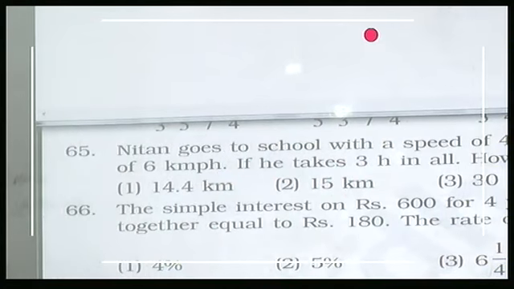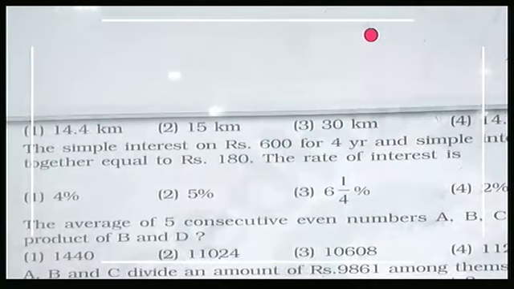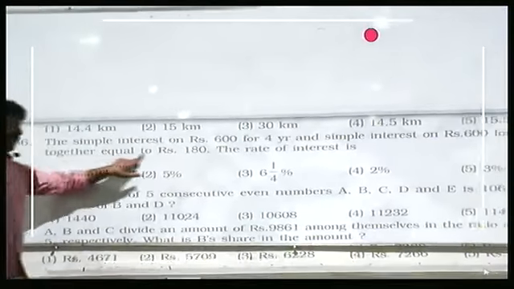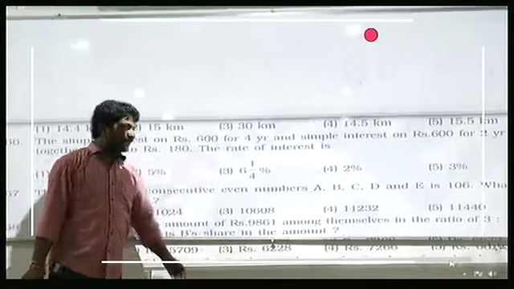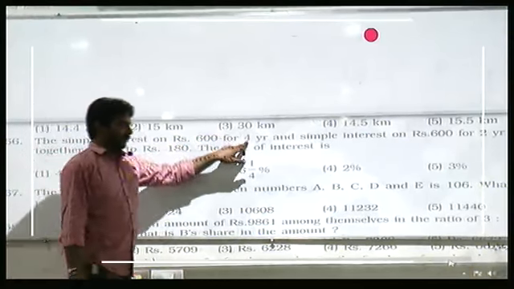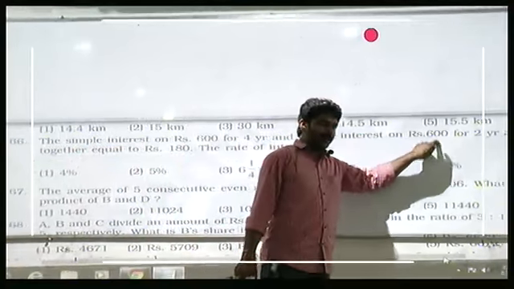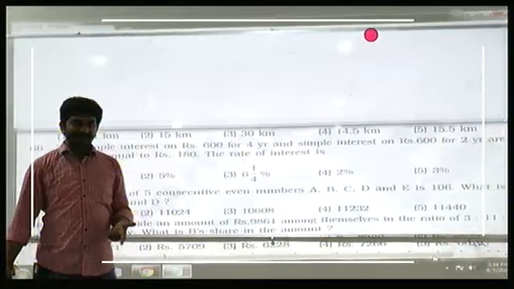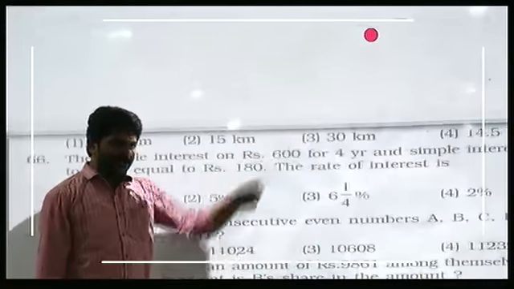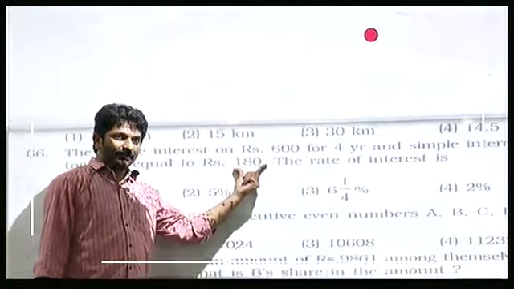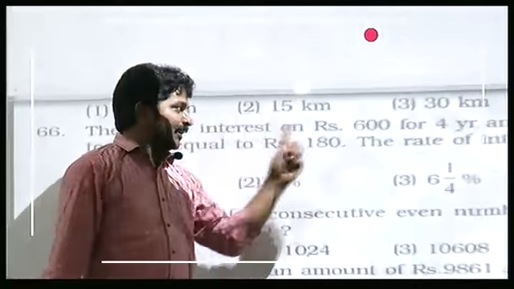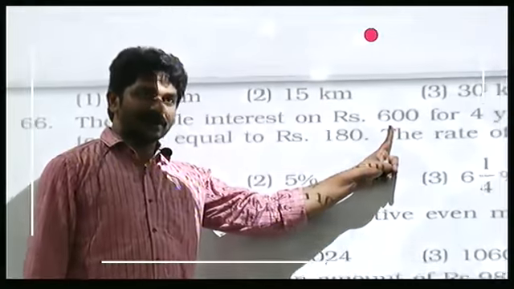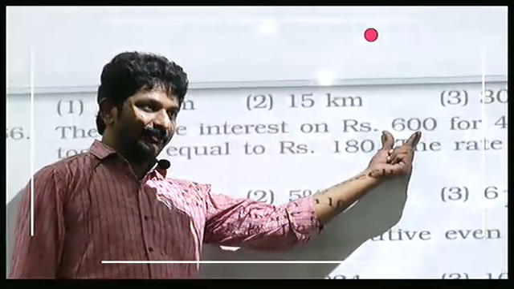Next, the simple interest on 600 rupees for 4 years and simple interest on 600 rupees for 2 years together is equal to 180. The rate of interest is? Here principal is 600 given for 4 years. Here also 600 rupees given for 2 years. So total 600 rupees is given for 6 years. In 6 years we got 180. Per year you will get 30. 30 out of 600 is 5%. 10% is 60, 5% is 30. So the answer is 5%.